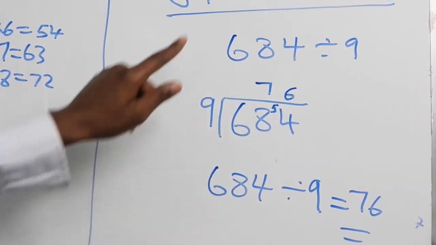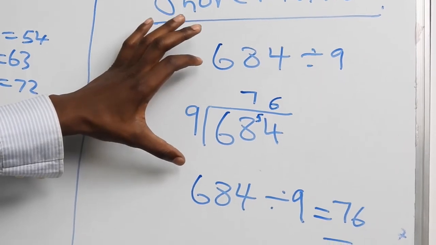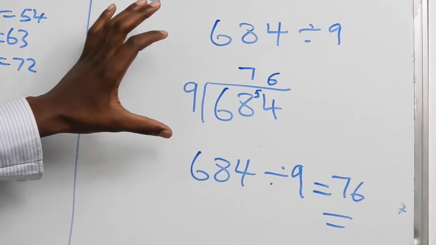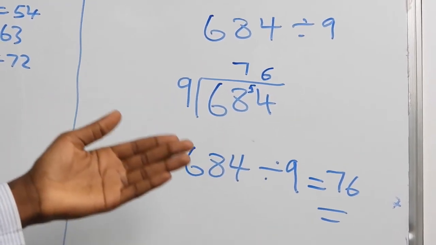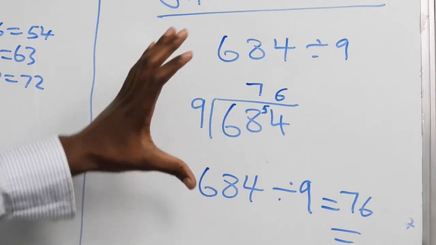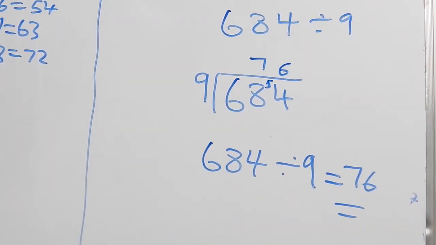You can see that we divided 684 by 9, but we had very little writing. So that is basically what the short method is all about. It is just the same as the long method, only that we write very few details and we do our division accurately to get the correct answer.